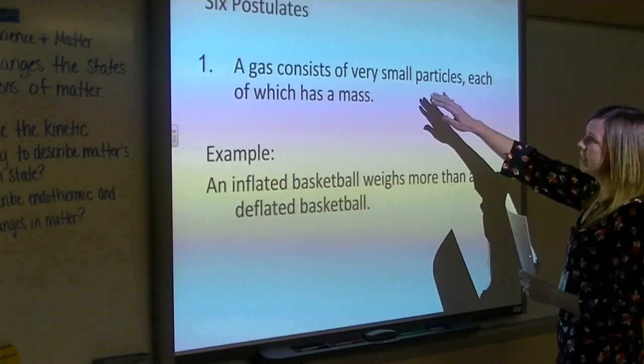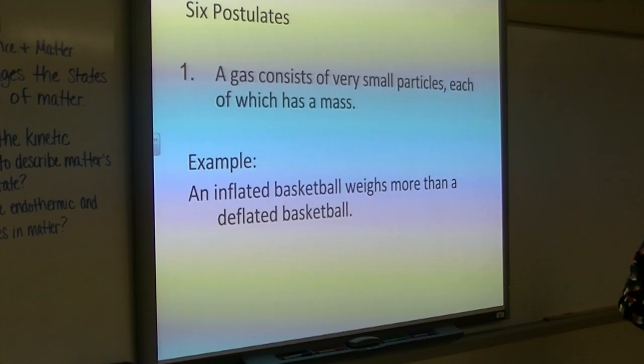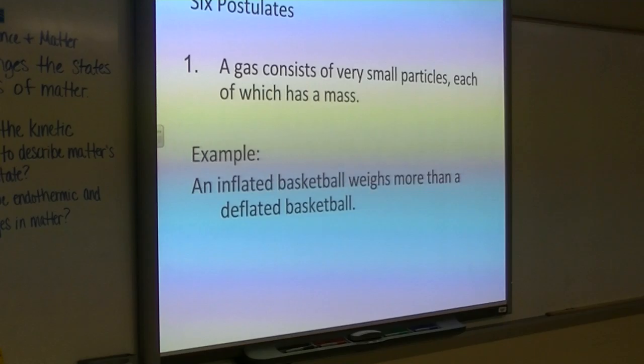Postulate number one is that a gas consists of very small particles, each of which has a mass. So we talked about those particles that have lots of space in between them in gases, but we know that they do have a mass, even though they're very small and lots of space in between. So for example, an inflated basketball weighs more than a deflated basketball. Okay, so that's postulate number one.